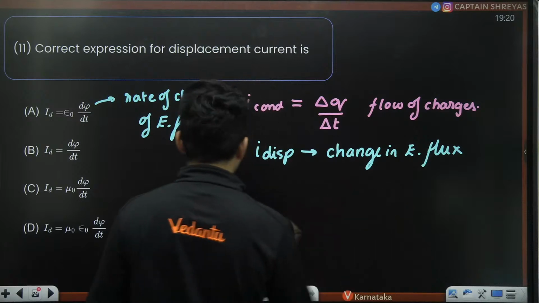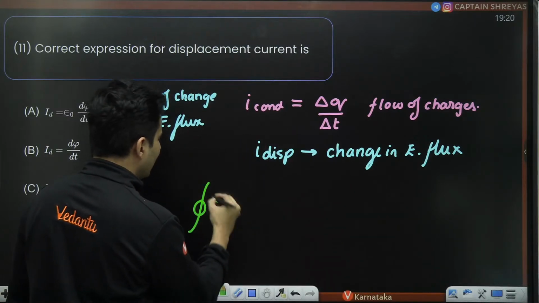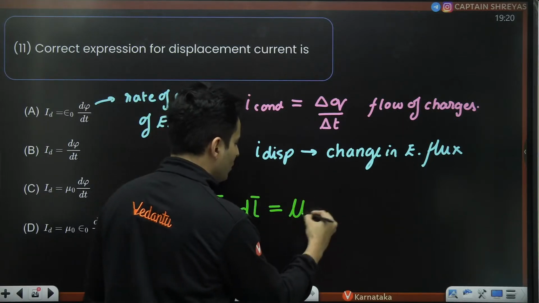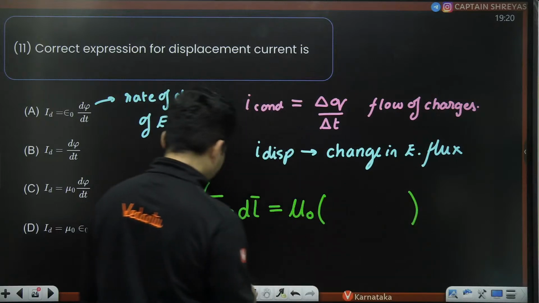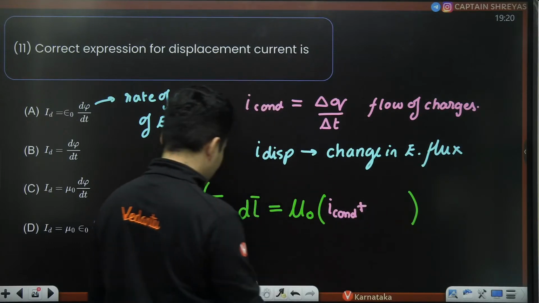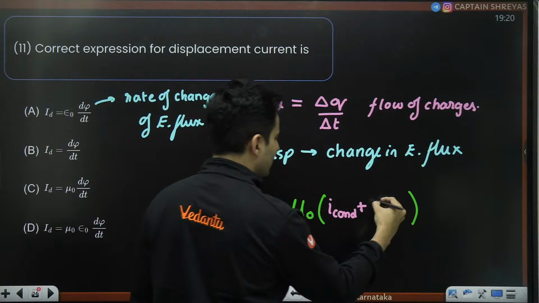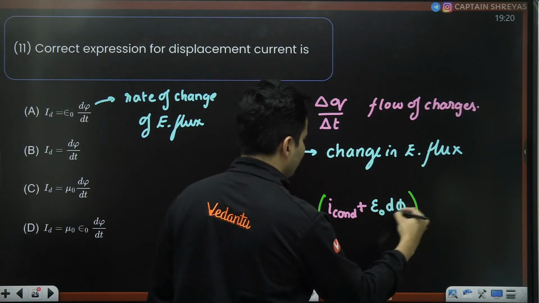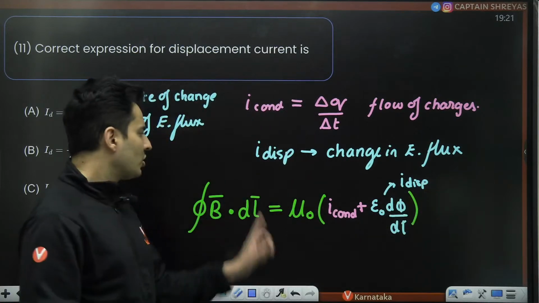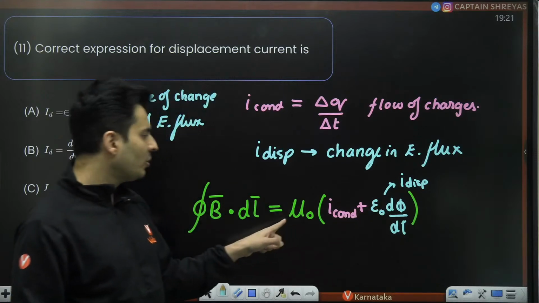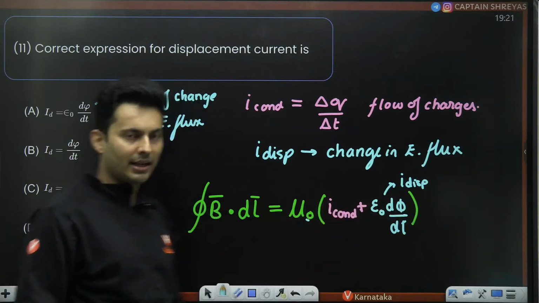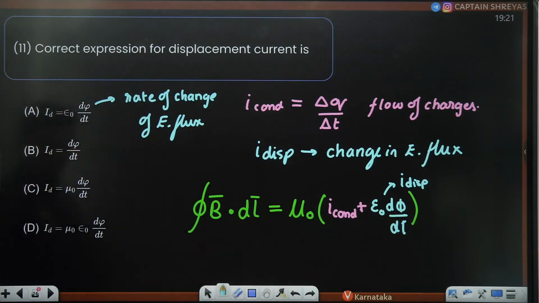And then the modified formula for Ampere's law becomes: the closed-loop integral of magnetic field B dot dl is equal to mu naught into the conduction current plus the displacement current. Displacement current is epsilon naught into d phi by dt. So you can see it cannot be mu naught, because mu naught would become mu naught squared. Rather it is mu naught epsilon naught d phi by dt when you open up the brackets. That is how you can remember it.